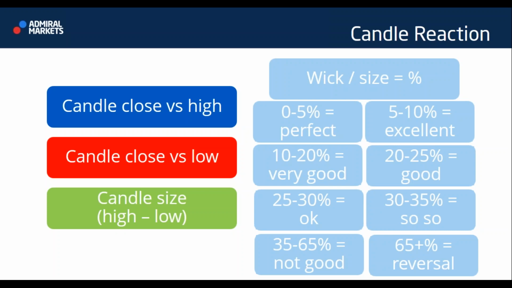But first of all, this slide. We're looking at the candle reaction. I'm looking at the candle close and the distance from the high for a bullish candle. With a bearish candle, I'm looking at the candle close and the distance from the candle low. That is called the wick. So if the candle close, for instance on the euro dollar, is 117, and the high is 117.20.